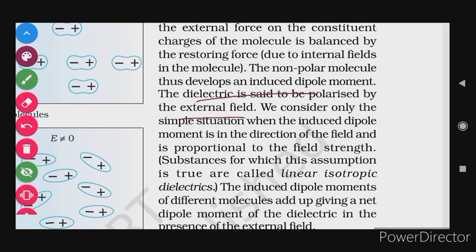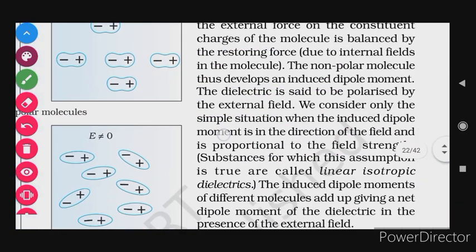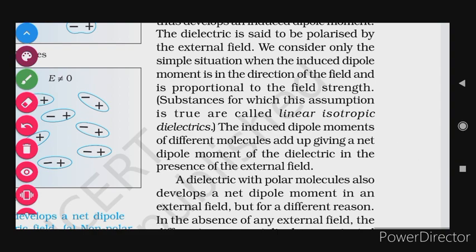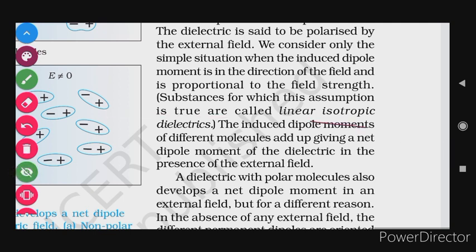That is, a dipole has been induced by the electric field. We consider only the simple situation in which the induced dipole moment is in the direction of the electric field and is proportional to the field strength. As you understand from the statement, the polarization may take place in a direction a little different from that of the electric field, but we'll take the case in which the polarization takes place in the direction of the electric field, as you can see from the figure. There is a term for such a case, called linear isotropic. Isotropic means the same in all directions, but here linear isotropic means the same in a particular linear direction.